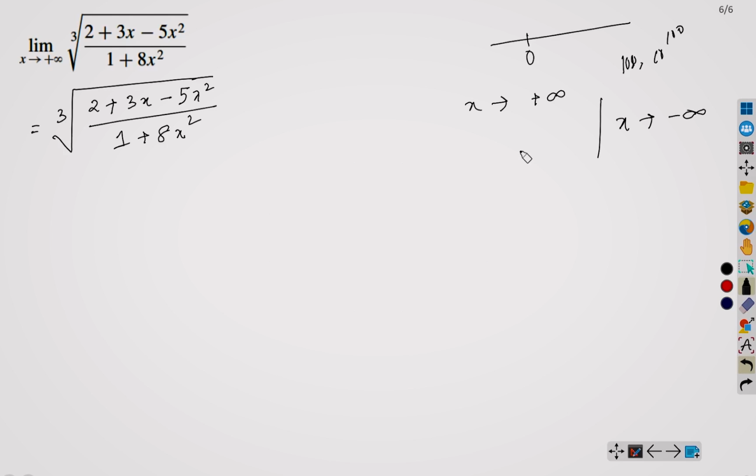We will take the inverse. In this case, if x tends to plus infinity, then 1 by x tends to 0 plus. It means it will converge to 0 in the positive direction, on the right hand side. Or if x tends to minus infinity was given in the problem, then 1 by x will tend to 0 minus, that is from this direction.